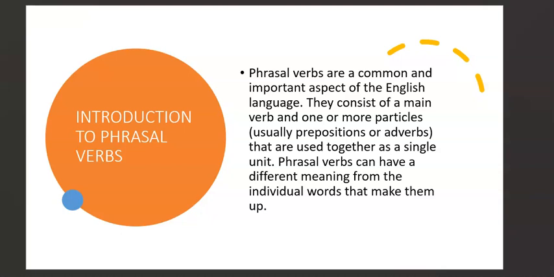So they consist of the main verb. The main verb here is maybe swim, or we have dance. So these are the main verbs. It consists of the main verb and one or more particles, examples of other parts of speech like prepositions or adverbs that are used together as a single unit. Maybe we'll be looking at different examples of this, so just relax. I'm just explaining what phrasal verbs are.